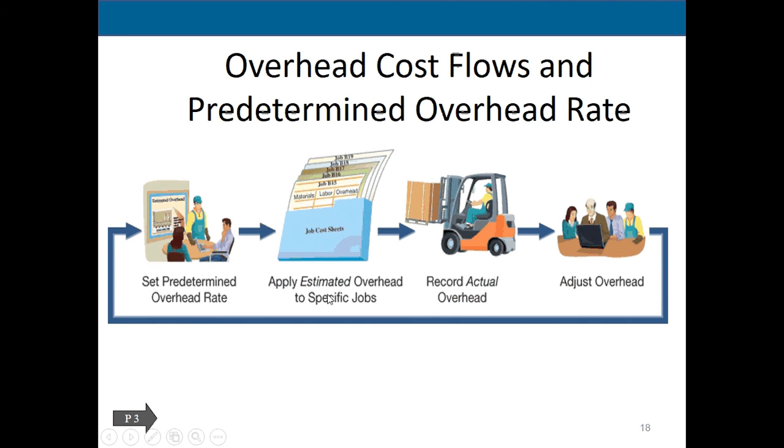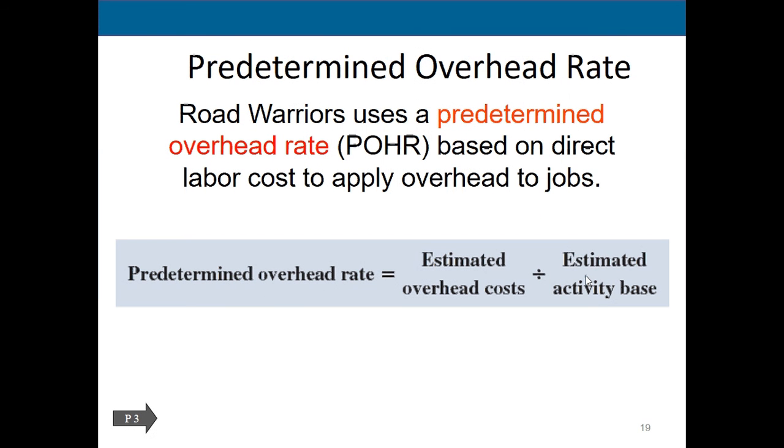So we set the rate, we apply it, all the while we're recording actual. At some point we adjust overhead and we go back and we do another predetermined overhead rate. Quite often this happens at the end of the accounting cycle. It doesn't happen on a monthly basis or weekly basis, but it could. It just depends on how management wants to deal with it. So let's figure out how we set the predetermined overhead rate.